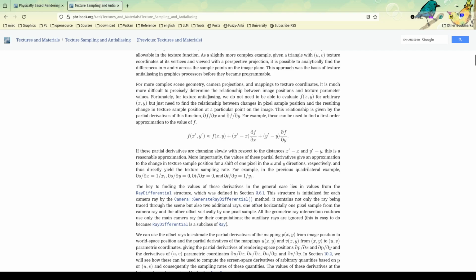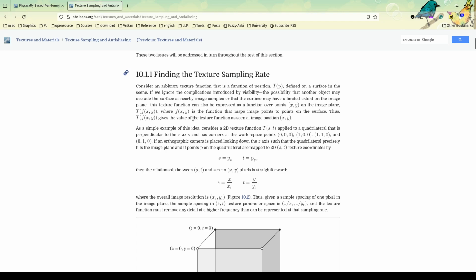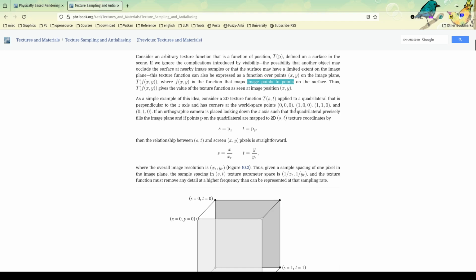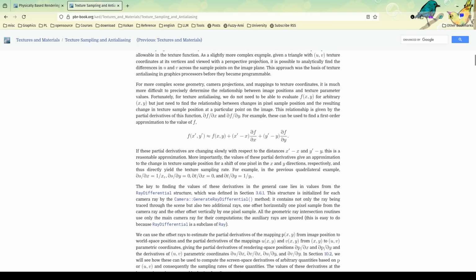Fortunately for texture anti-aliasing, we do not need to be able to evaluate f(x, y) for arbitrary points. What is f again? Sorry. The map from an image point to the point on the surface. Okay. We do not need to be able to evaluate f(x, y) for arbitrary (x, y), but just need to find the relationship between changing pixel sample positions and the resulting change in texture sample positions at a particular point on the image.